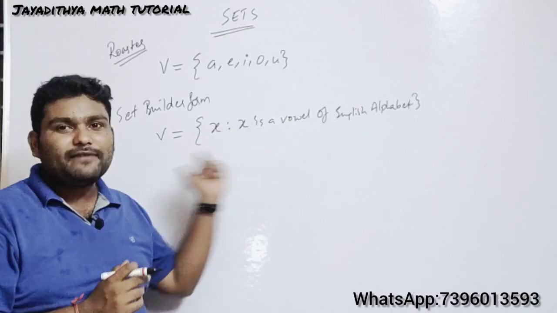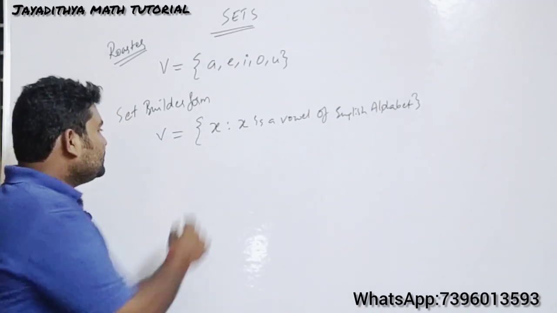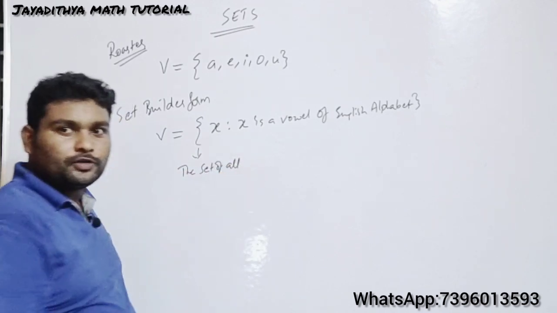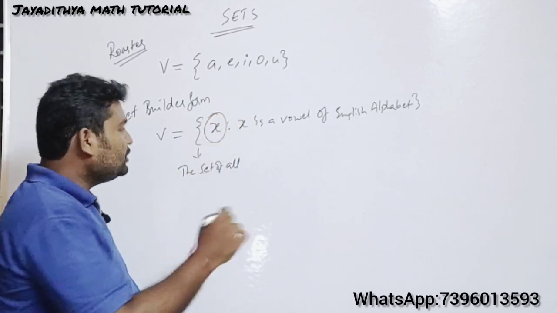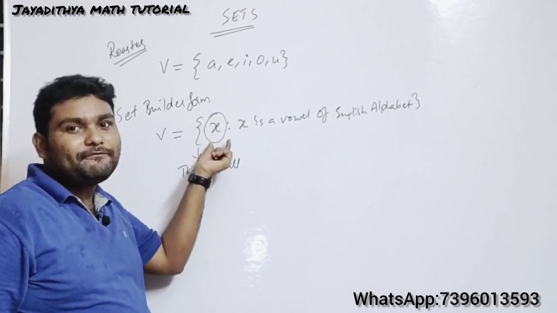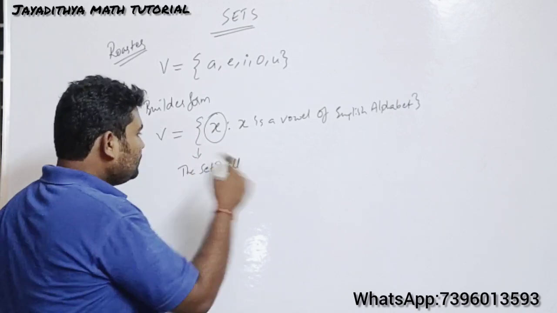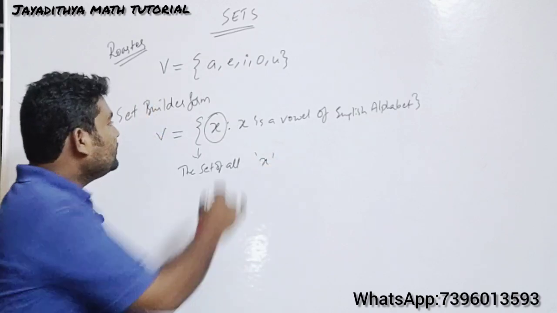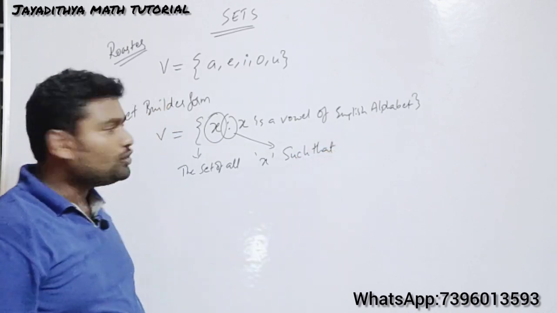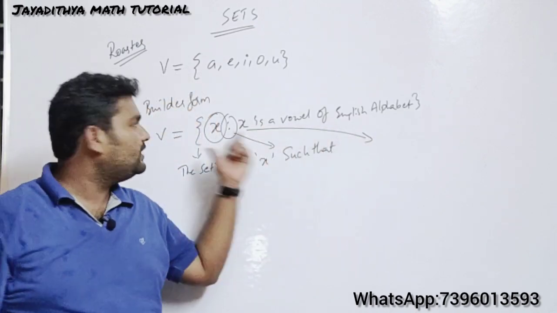Let us understand what each part describes. These two curly brackets say that it is the set of all. And you have x here. For an element of a set you will be assigning a variable here. Here I have taken x. You can also take small a, small b, any variable here. So the set of all x. What this colon represents is such that. So colon represents such that x is a vowel of English alphabet, that everything comes next.